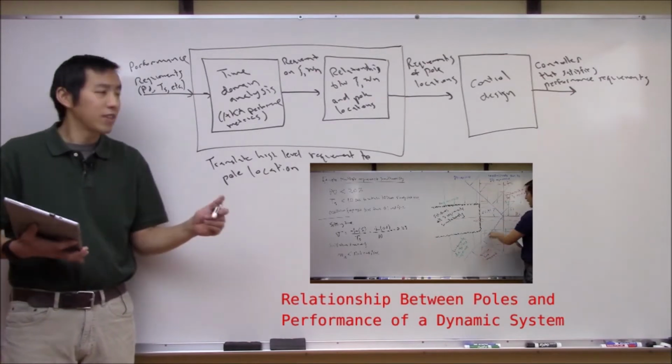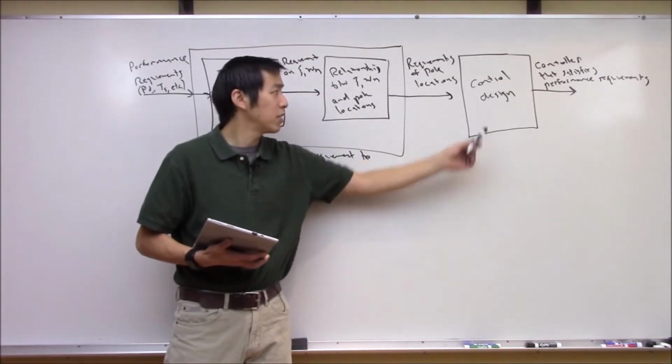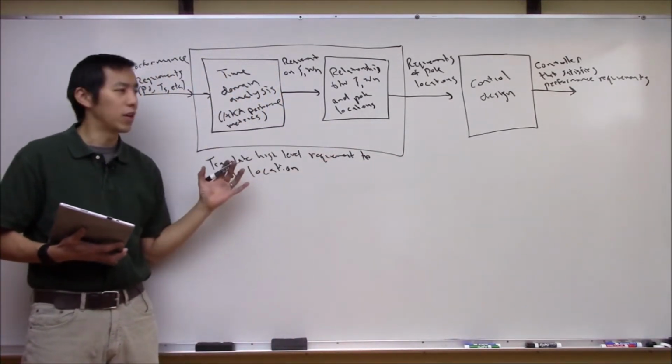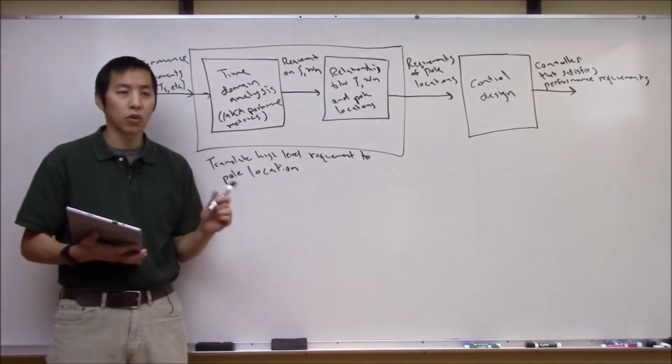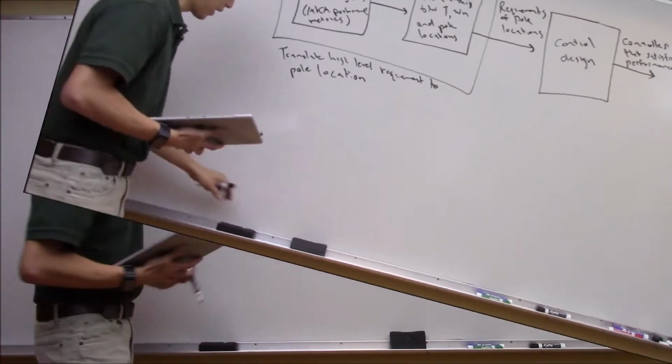So the scope of our discussion today is I would like to go through an example of this very last box, of how we can use this information we developed in these previous two videos to finally design a controller that is going to meet these performance requirements. Okay, so let's jump into that.